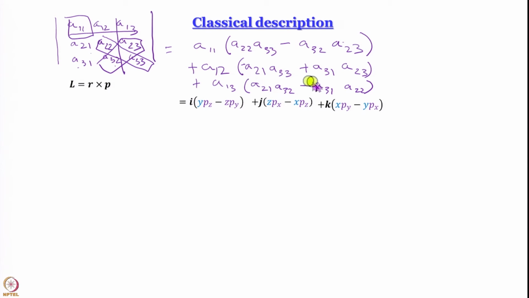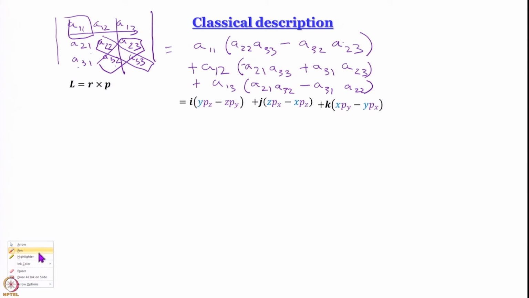Sorry, there is a minus sign here. So, this has to come here. So, A21 is actually X and A33. So, this way you can just correlate with these, and we will just write it in the determinant form.